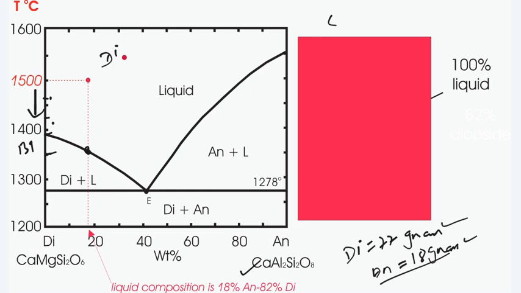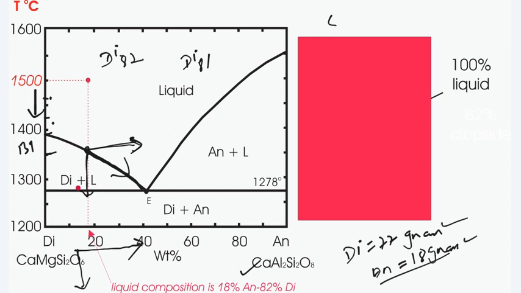So before that, the diopside was 82% before the beginning of the crystallization. Now it is 81%. So when the diopside percentage decreases, the composition shifts this way, and the temperature is also decreasing. So the resultant will shift this way.